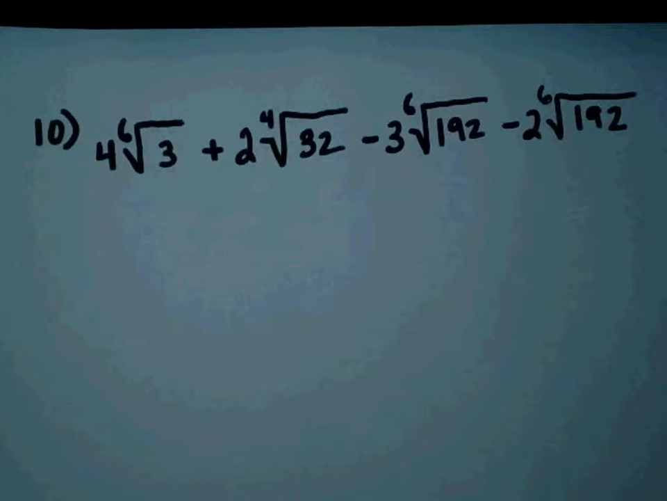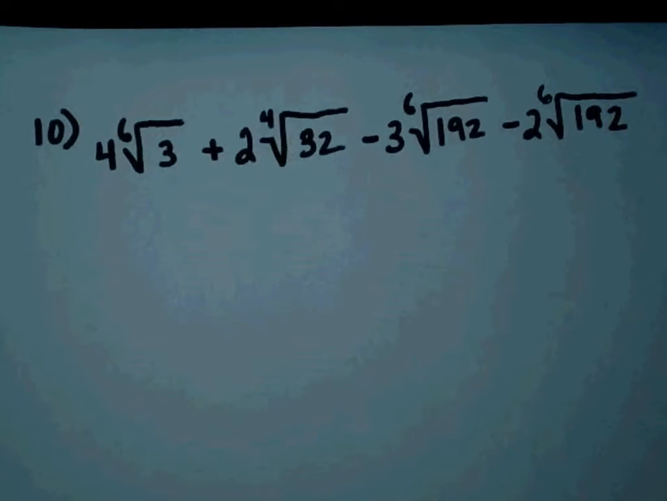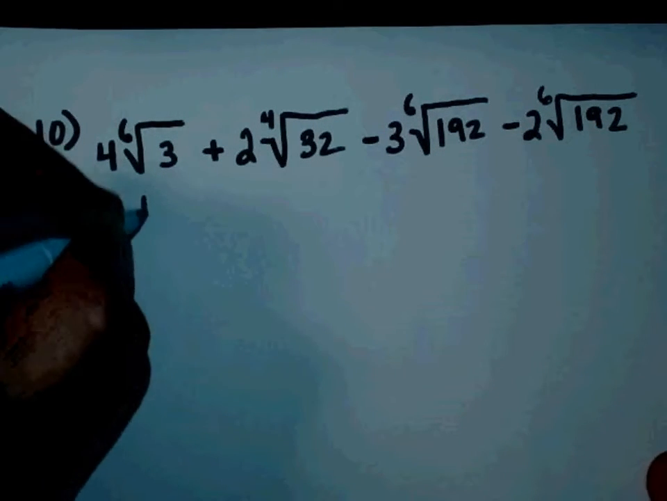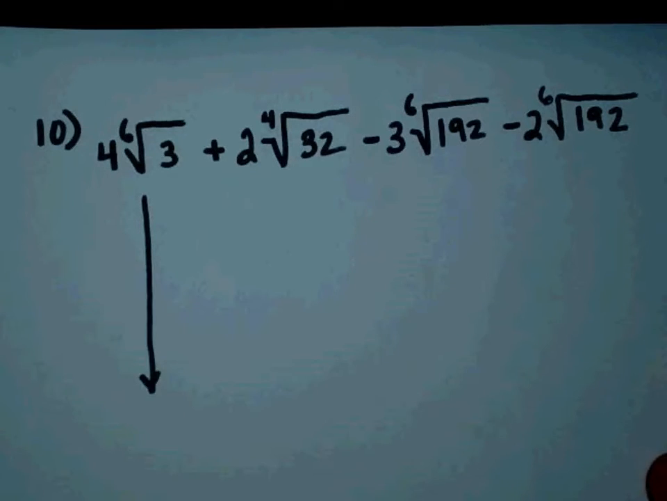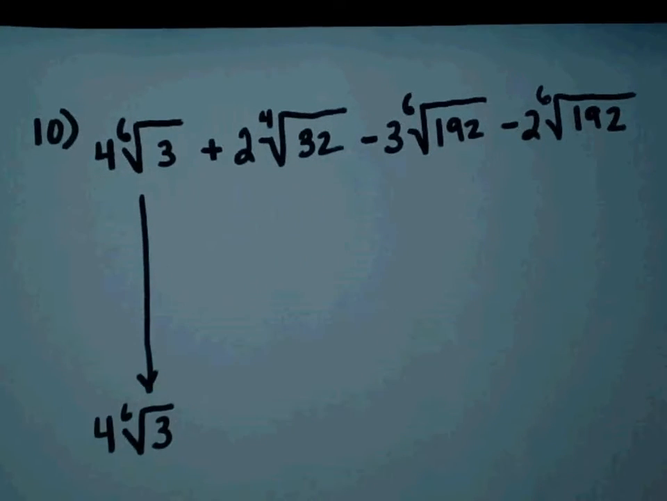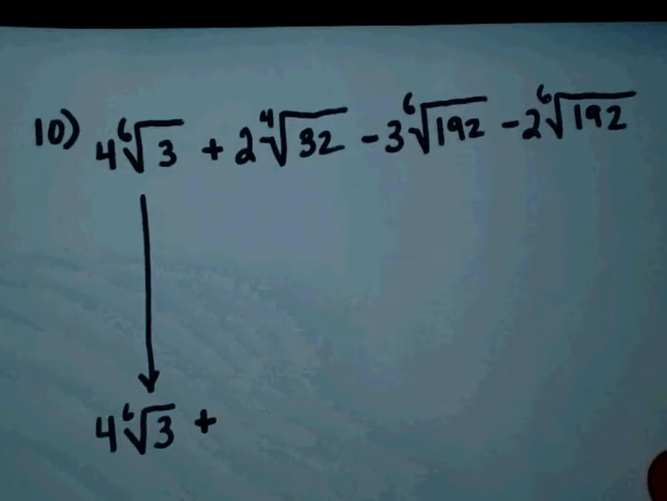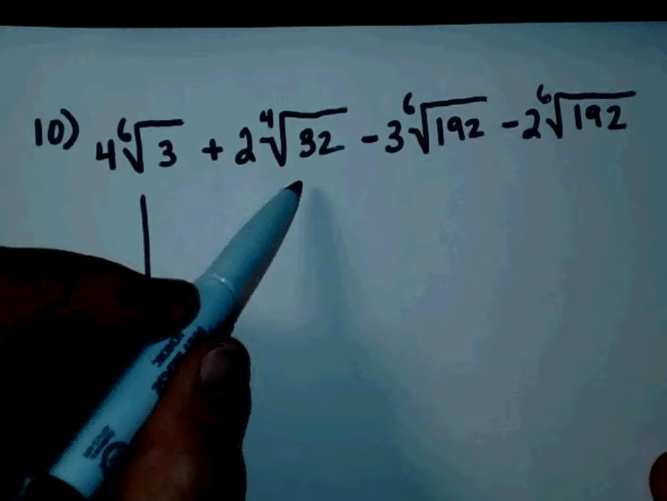And so we're looking at the 6th root and the 4th root of these, and so that also plays a role into what we can combine, not just that the radicands are the same. We can only combine the same kind of roots, and so therefore we've got to simplify them. What I know so far is that this one is already simplified as low as it can go. So 4 times the 6th root of 3 has got to stay. Bring down my sign. Okay, and so I'm going to do the 4th root of 32.